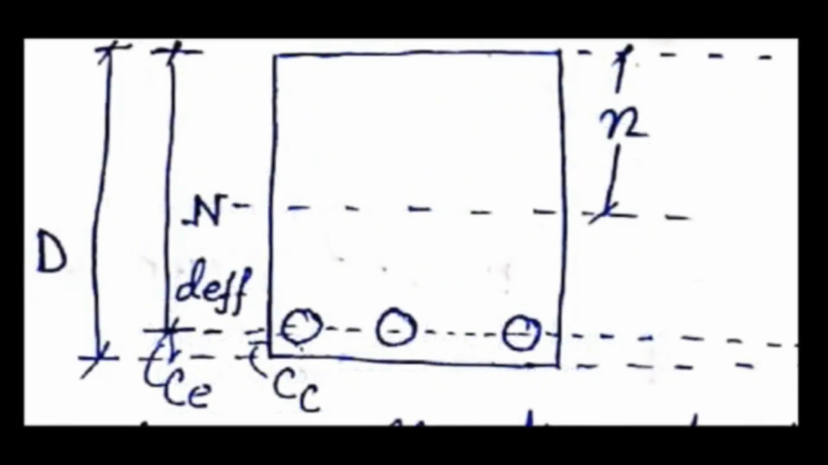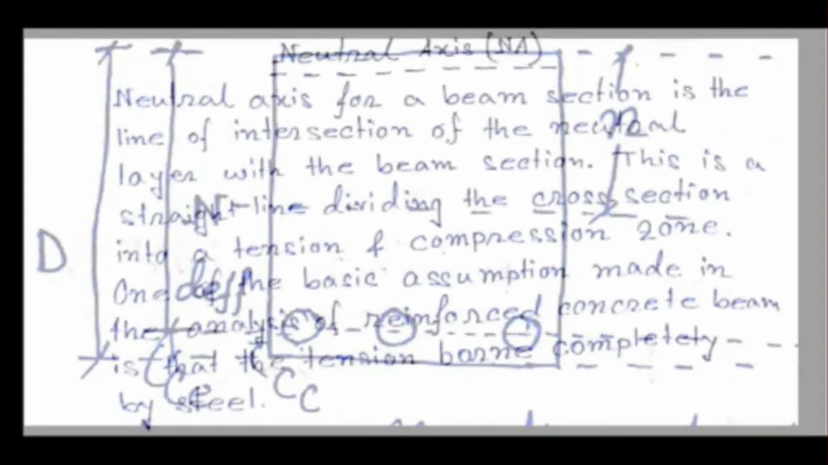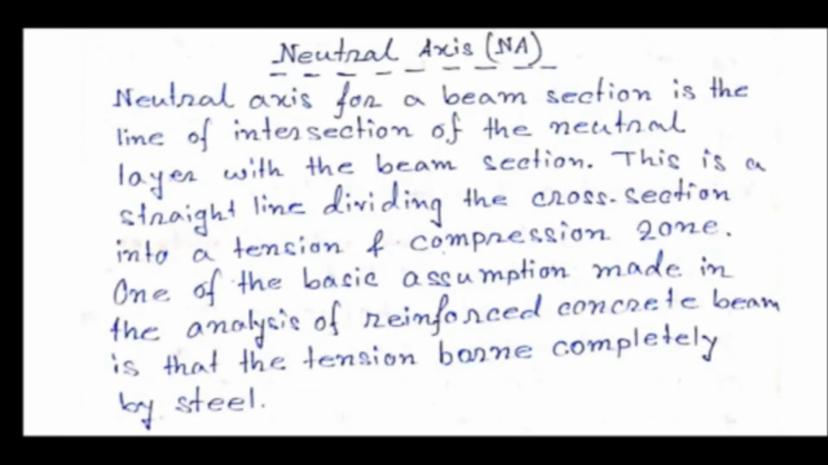In this figure you can see this is a cross section of a rectangular beam section. In the middle of this section you can see a dotted line that is called neutral axis. Neutral axis for a beam section is the line of intersection of the neutral layer with the beam section. This is a straight line dividing the cross section into a tension and a compression zone.